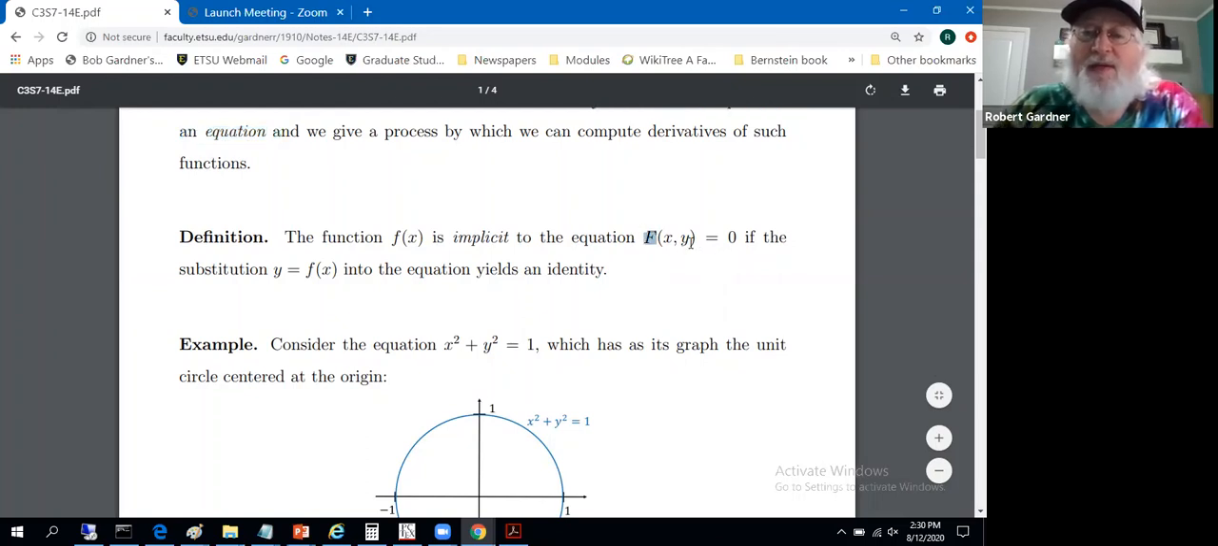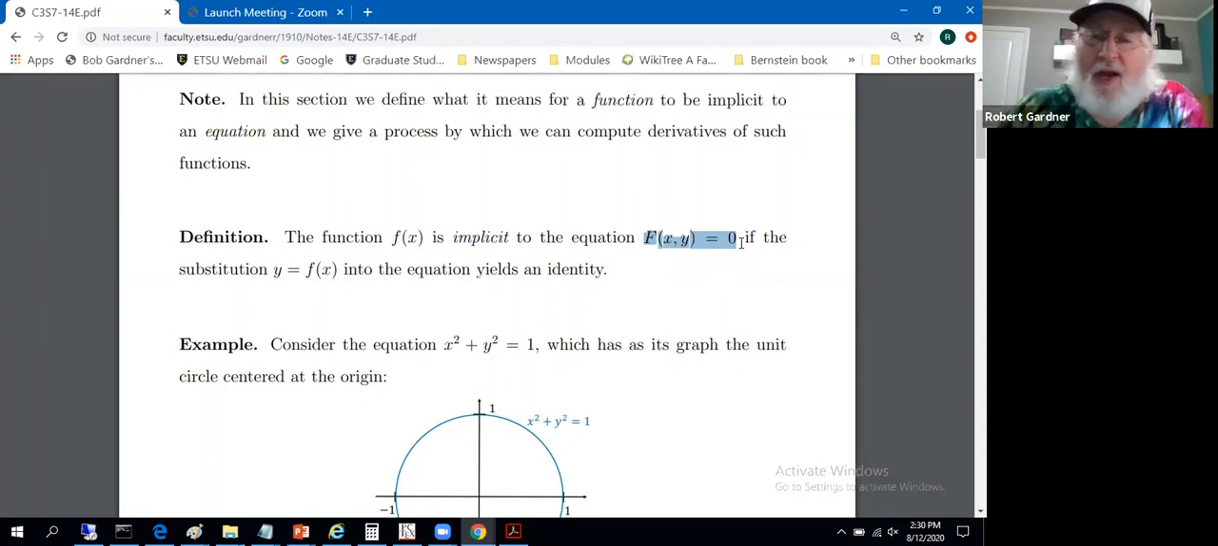So all this means is we've got some equations with x's and y's in it, and numbers and so forth. Or maybe sines and cosines and logarithms and whatever. It's some equation of x and y. Function f of x, lowercase f of x, is implicit to this equation if the substitution y equals f of x into the equation yields an identity.